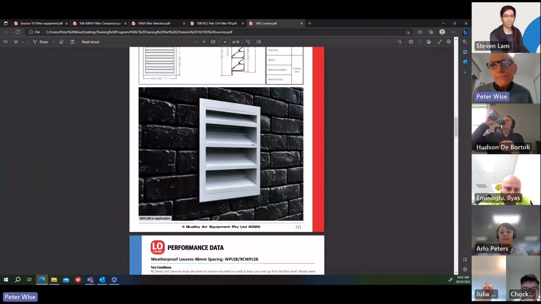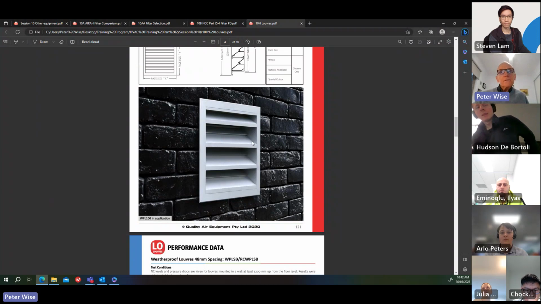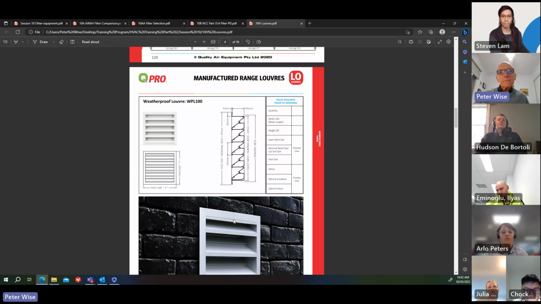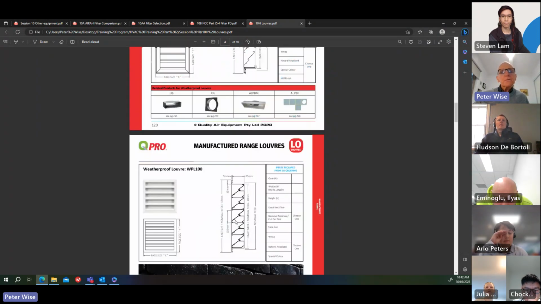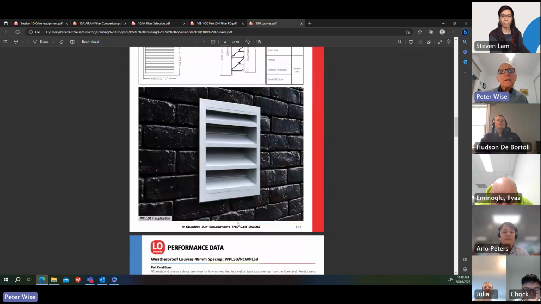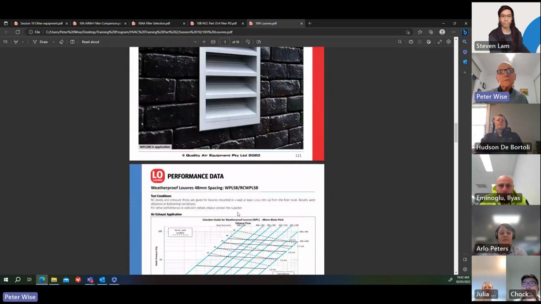That's not to say that the actual louver will be by Air Grills anyway. But this information here is some quality air equipment. You can look them up. They're an Australian company. These grills, I think, are made in Sydney. I have used them, and they're quite good.